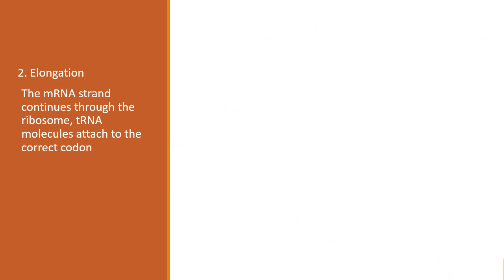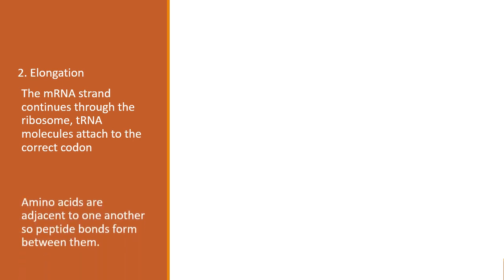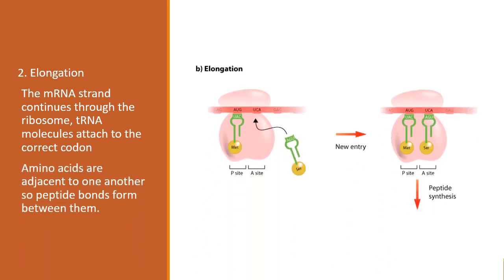Then what happens next is a stage called elongation. The mRNA strand continues through the ribosome and tRNA molecules attach to the correct codon. Now we saw in the last slide that it started with AUG. AUG is always the start codon. Every single sequence starts with AUG. So here's a picture, and then I'll talk more about it.